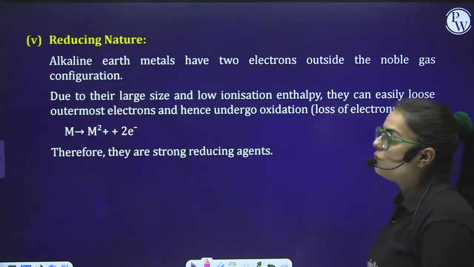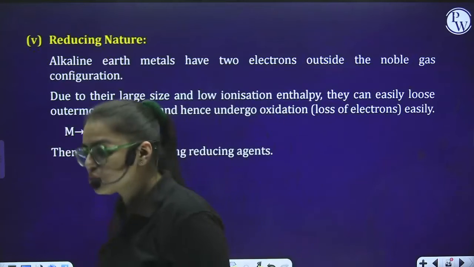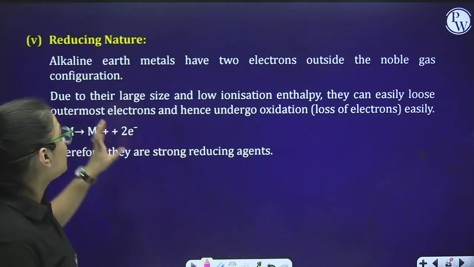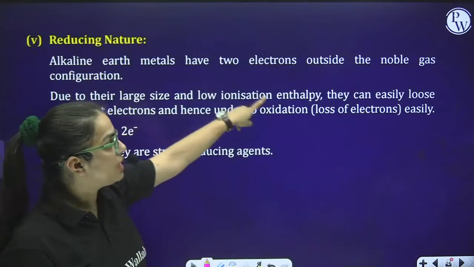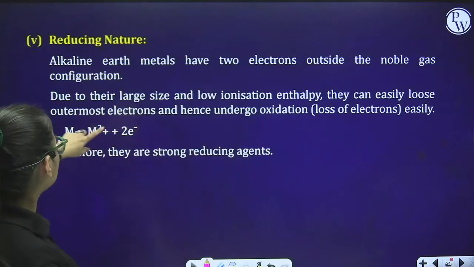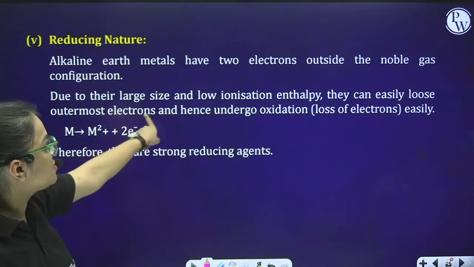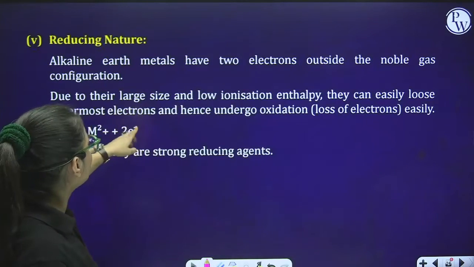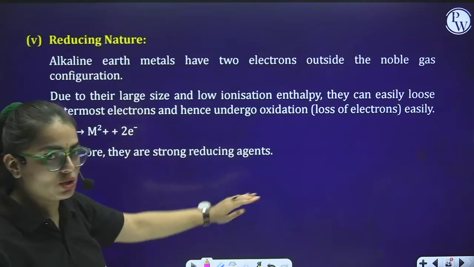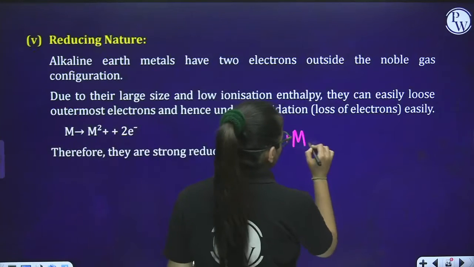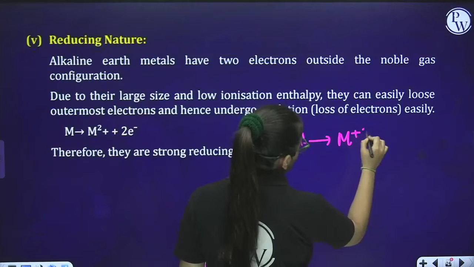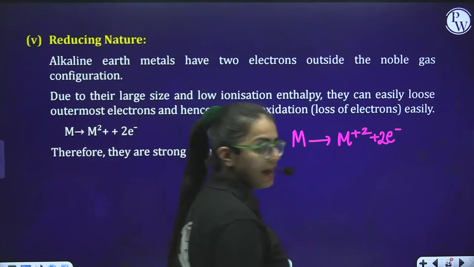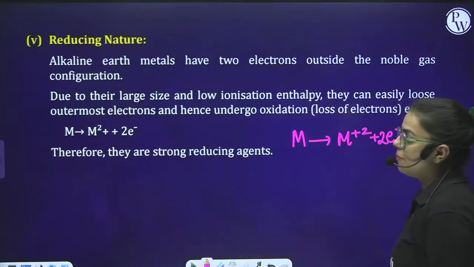Okay. Now we have the reducing nature. In the previous session also, when we were talking about alkali metals, we talked about the reducing nature. In the same way, alkaline earth metals have 2 electrons outside the noble gas configuration. Due to their larger size and low ionization enthalpy, they can easily lose the 2 electrons and hence can undergo oxidation. Now see, metals can form cations, so it can lose 2 electrons and form what? M+2. Clear everyone? M+2.